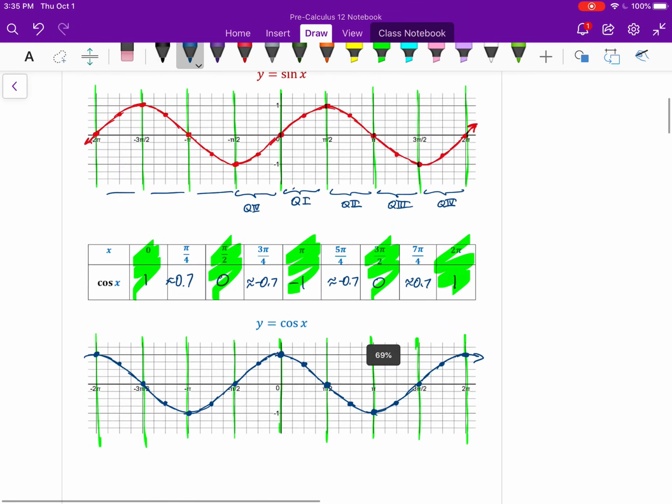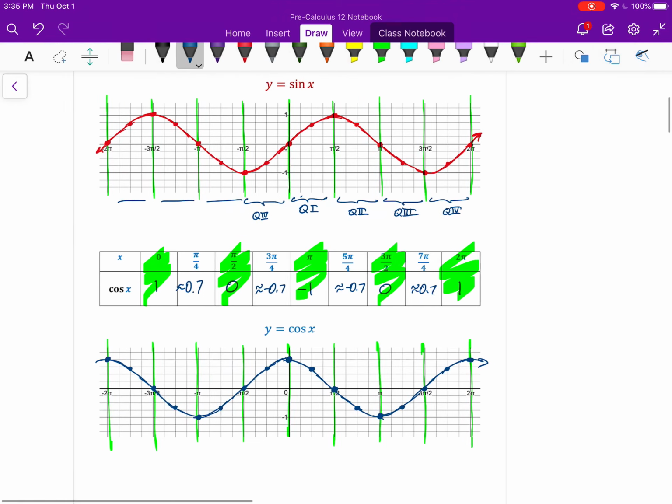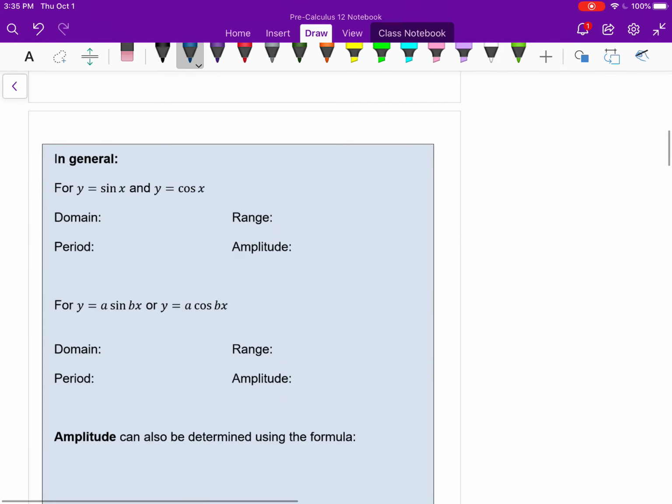Okay, and notice how similar they are. They're waves that go on forever in this pattern. And of course they go on forever because the input is an angle, and there you can put any number into an angle. They can rotate as many times forwards or backwards as you want. All right, so let's summarize some of these things as well as think about some basic transformations.